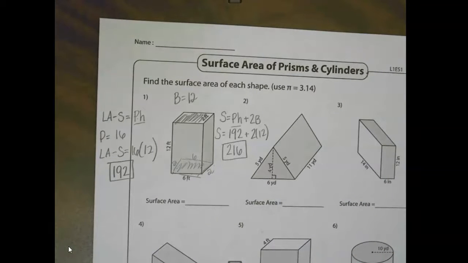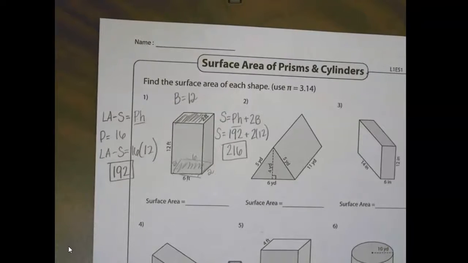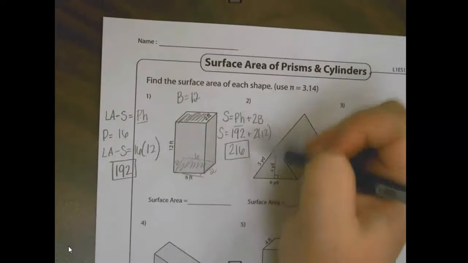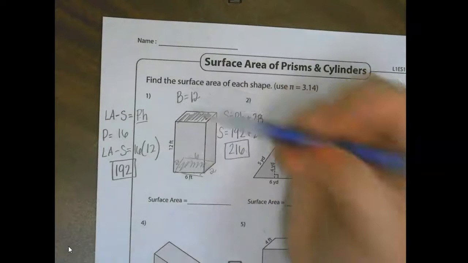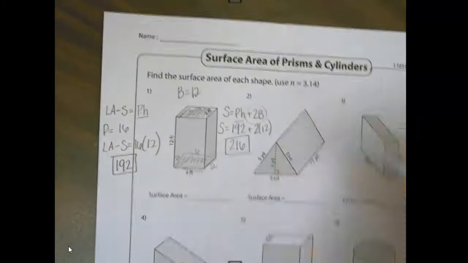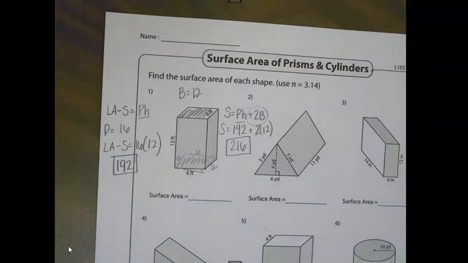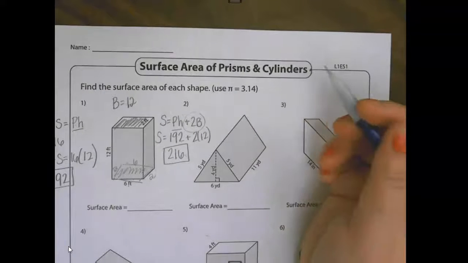So question I want you to think about, okay, I want you to think about it first. If you want to answer out loud, if you're at home or whatever. Will my total surface area always be bigger than my lateral? Will this total always be bigger than my lateral? And the answer is yes, it always will be, because I'm adding something onto it. So it's always going to be bigger. So if you ever get a total that's smaller, then that's wrong.